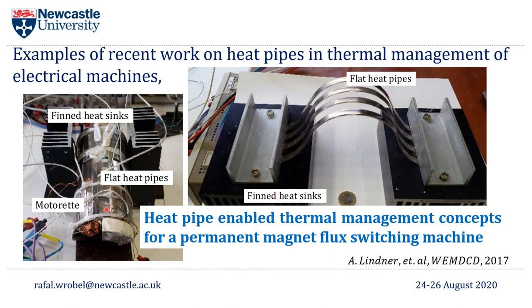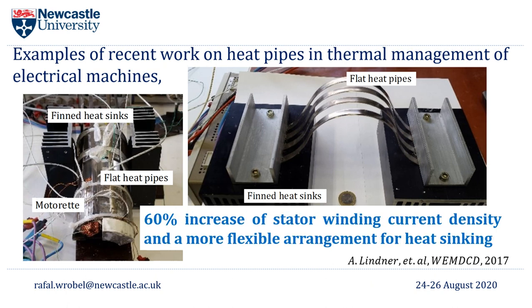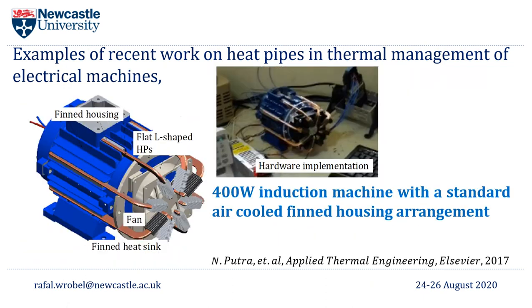Here a motorette assembly has been used to evaluate various concepts, so transporting heat along heat pipes in the axial direction of the motorette assembly, but also along the circumference. So here the authors reported a 60% increase in current density as compared with a more conventional heat removal approach, and also the possibility for a more flexible arrangement when it comes to heat sinking. So the heat sink does not necessarily need to sit on the machine itself. It could be placed somewhere else where it's more conveniently located and easier to remove heat.